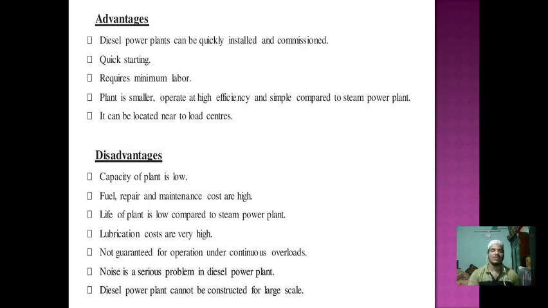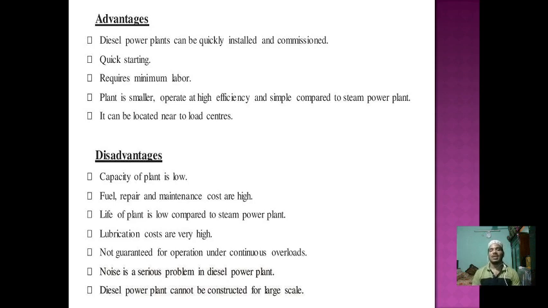Here the advantages and disadvantages are there. A diesel power plant can be quickly installed and commissioned, we can quickly install and run it, we can start it easily, and we can minimize the labor. The plant is small compared to other plants, its efficiency is good compared to other power plants, and it can be located near the load center and near the place of requirement.